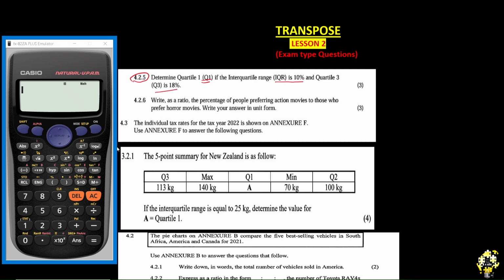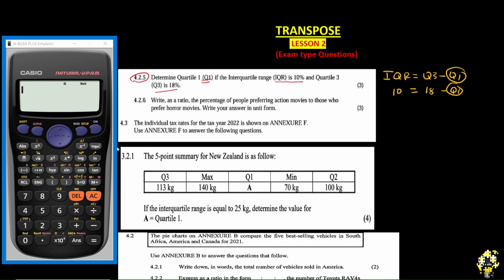Like I told you, it's important to know the formulas. The formula for interquartile range is that you have to take Q3 and subtract Q1. We'll go further when I get to data handling, with regards to your interquartile range and everything. Now I'm just showing you how to transpose. They have given us the interquartile range as 10%, and they have told us that quartile 3 is 18%. The question was, what then is Q1? So we have to calculate Q1.